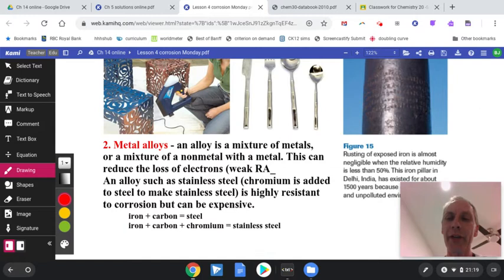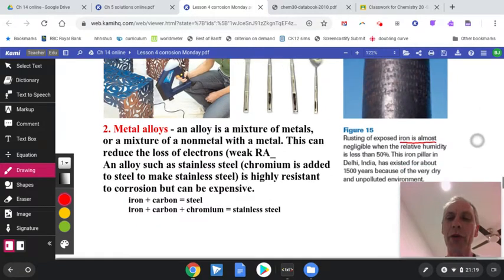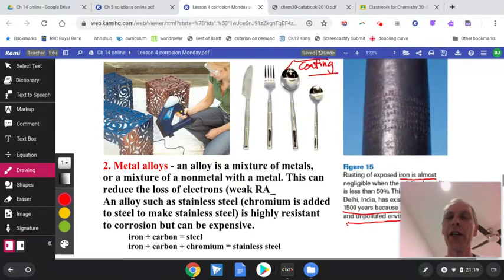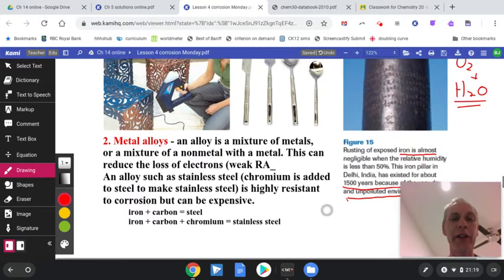Here's an example of an iron pillar in India that has almost no corrosion, and that's because the air is very dry and unpolluted in that particular part of India. That iron post has been sitting there for 1,500 years without much corrosion. So oxygen doesn't do very well on its own. It really needs the water to make it an effective oxidizing agent.